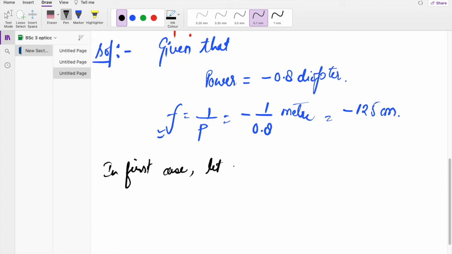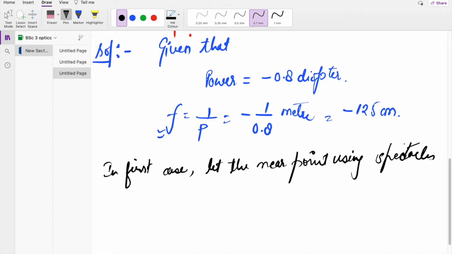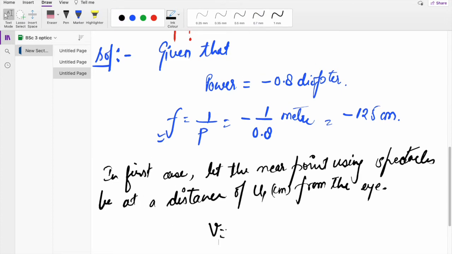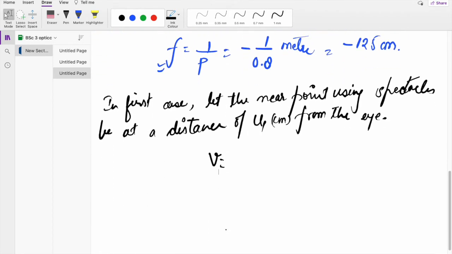In the first case, let the near point using spectacles be at a distance u1 centimeter from the eye. This is our first assumption. The final image we have given, where the person has a near point at 15 centimeters. So we have V is minus 15 centimeter.